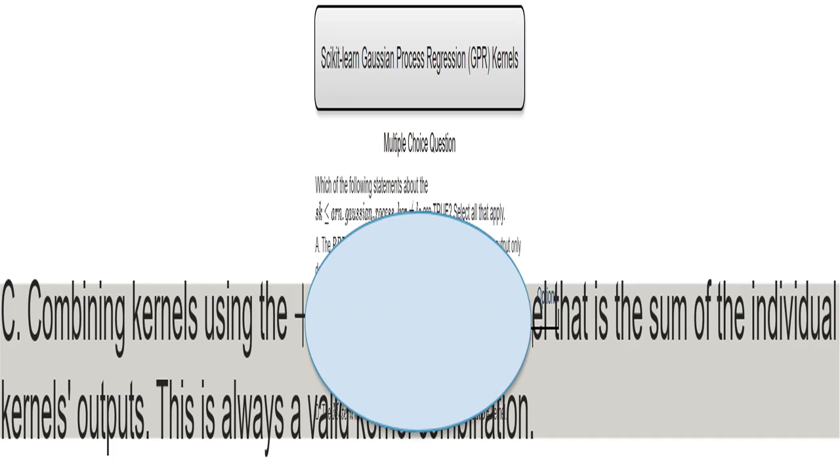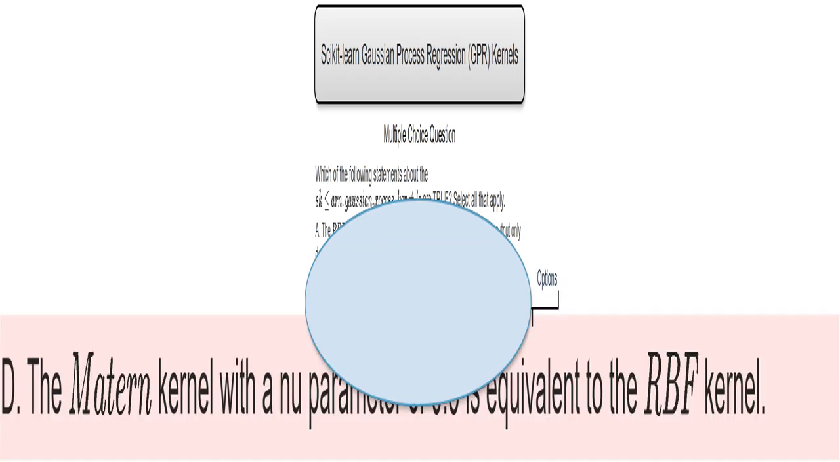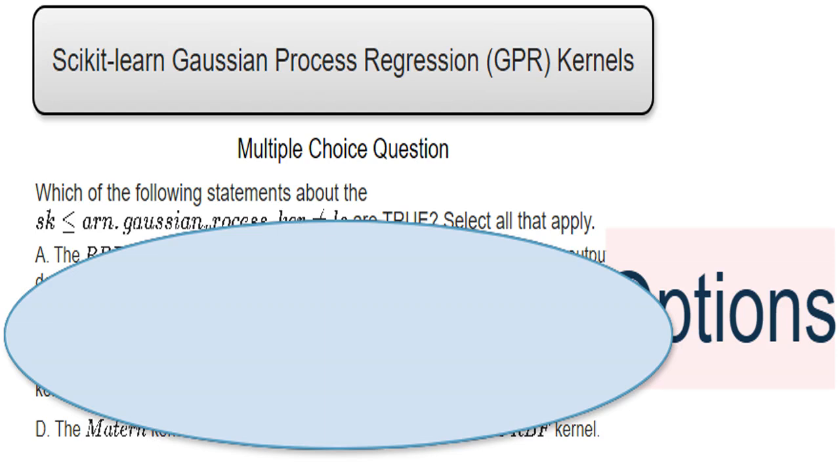Statement C says adding kernels using the plus operator in scikit-learn creates a valid new kernel that's the sum of the individual kernel's outputs. This is absolutely true. Statement D incorrectly claims that a Matern kernel with a nu parameter of 0.5 is identical to an RBF kernel. Although they become similar as nu approaches infinity, they are not equivalent. At nu equals 0.5, they have different mathematical formulations. These are the options provided to answer the multiple-choice question, testing knowledge of kernels in Gaussian process regression.